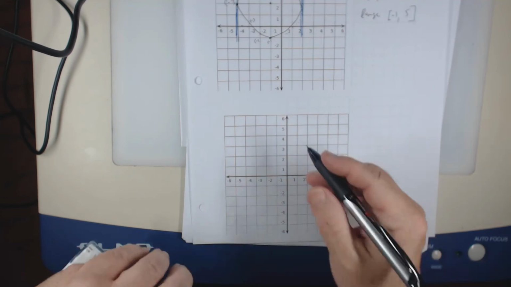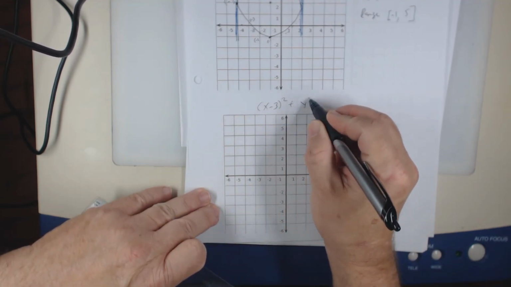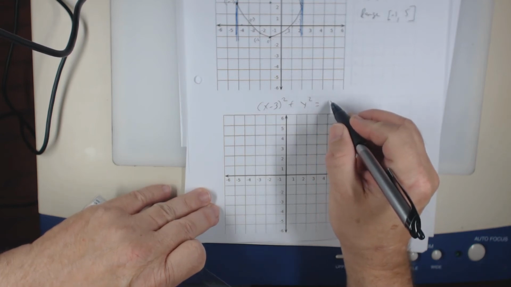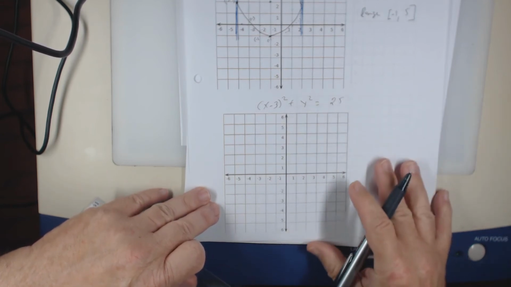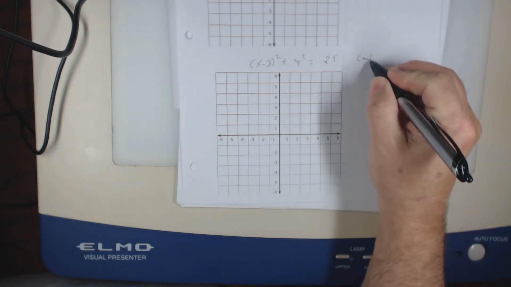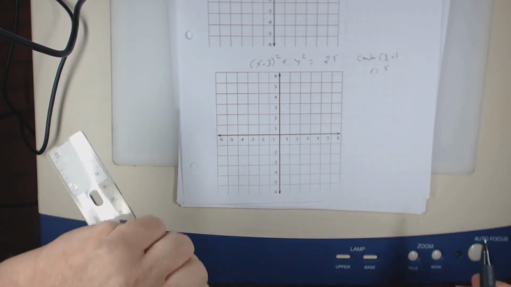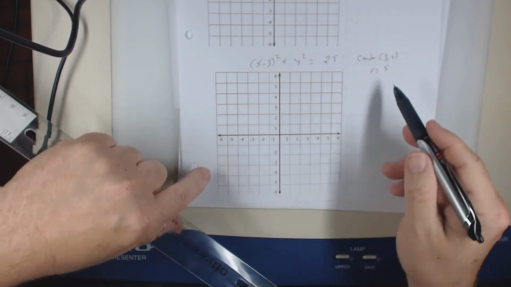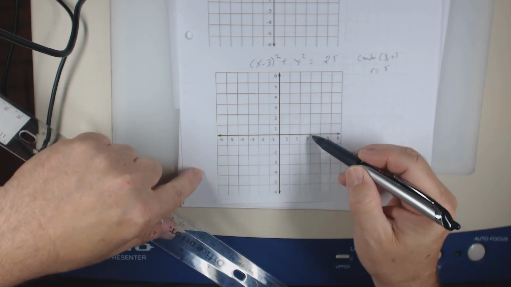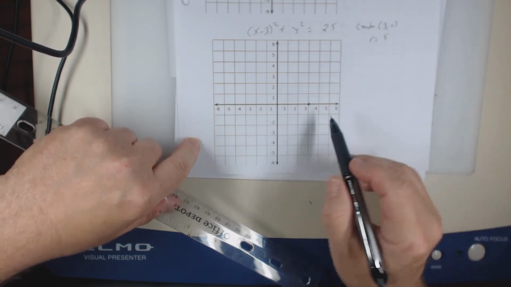So let's do one more. Let's suppose you had x minus 3 squared plus y squared equals 25. Okay, so x minus 3 squared plus y squared equals 25. What's the center? 3, 0. What's the radius? 5. All right, and so I'm going to graph the center and the radius. So the center is 3, 0. That's here. Y'all agree? On the x-axis. All right, I should not have used 5, but that's fine.